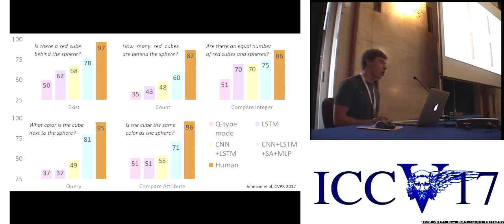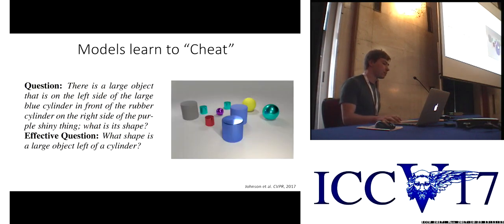And what stands out here is that all of these models struggle on questions that ask them to compare attributes. So something like, is the cube the same color as the sphere? Models do pretty poorly on this type of question. But models are pretty good at simply identifying attributes of objects. So when we ask things like, what color is the cube next to the sphere, models are performing quite well. So clearly there's something going on strangely here, because our models are able to correctly identify the visual attributes of objects in the scene, but somehow they are unable to compare attributes of multiple objects in the scene simultaneously. So that means that there's something wrong with our models.